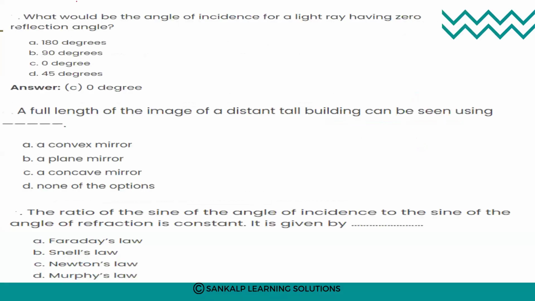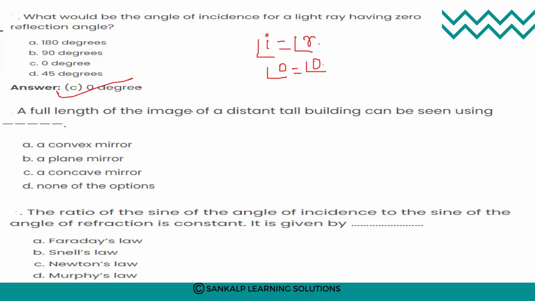What would be the angle of incidence for a light ray having 0 reflection angle? That is 0 degree. Because angle of incidence is equal to angle of reflection, if the angle of reflection is 0, then the angle of incidence is also 0. That means it is 0 degree.